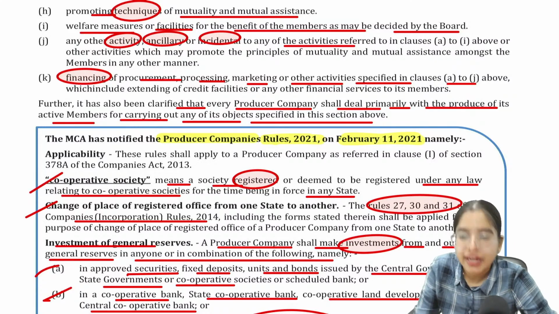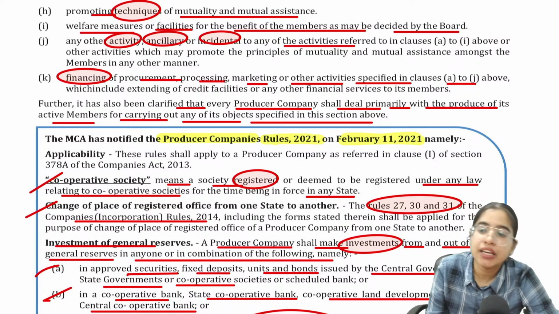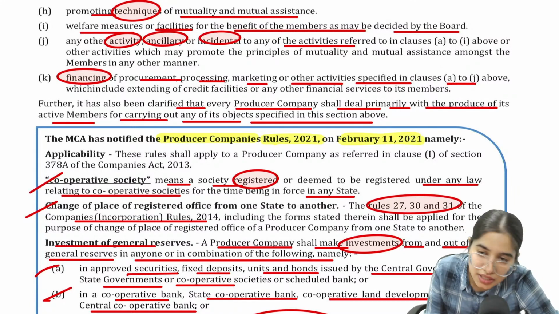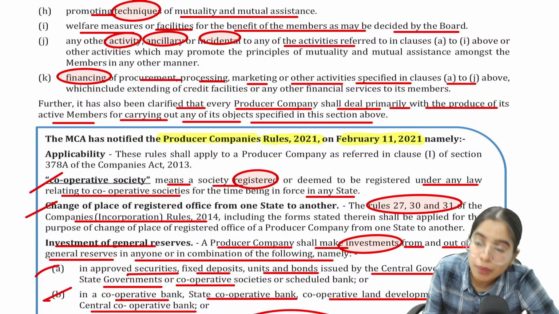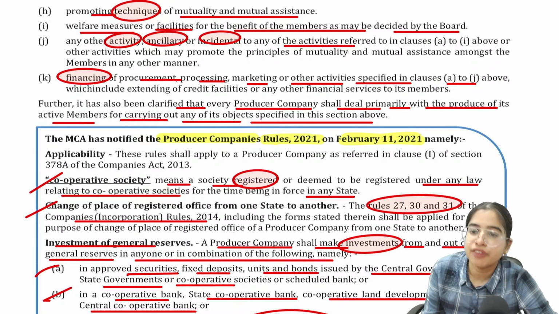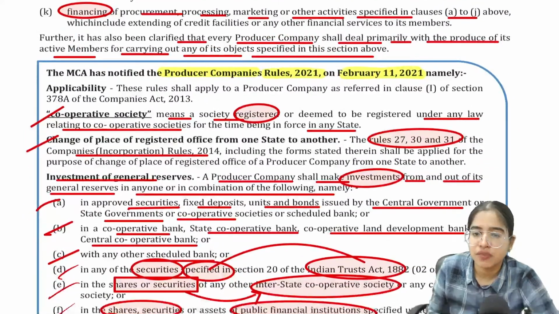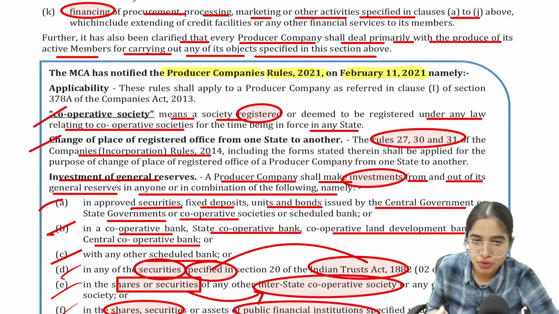Basically there are certain active members who are actively engaged in the working of the producer company, and the producer company should primarily deal with the produce of active members. That means the producer company should primarily sell and market the products of active members who are carrying out any of the objects specified above. We are done with this chapter, producer company.